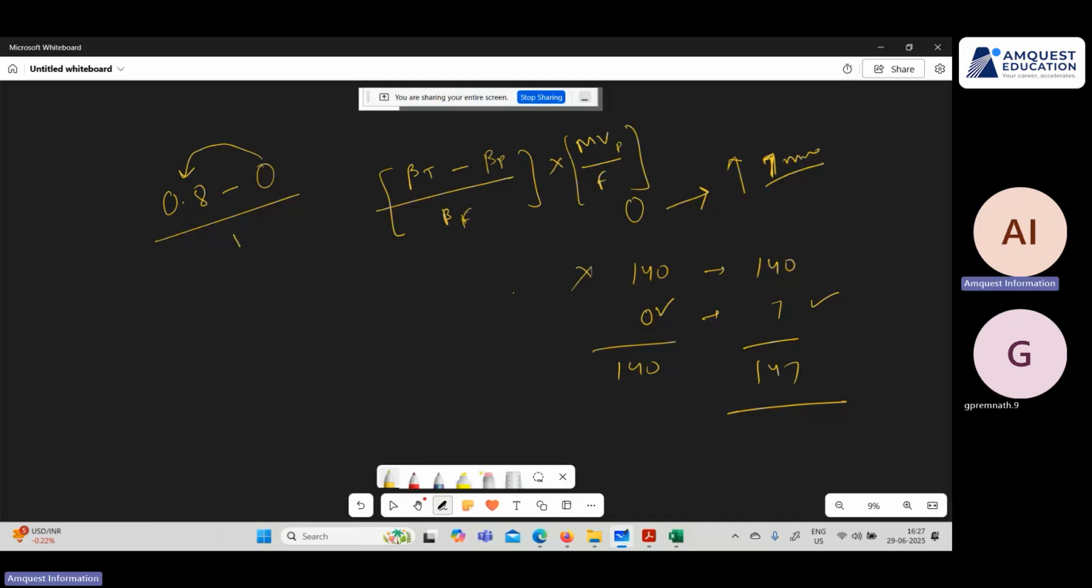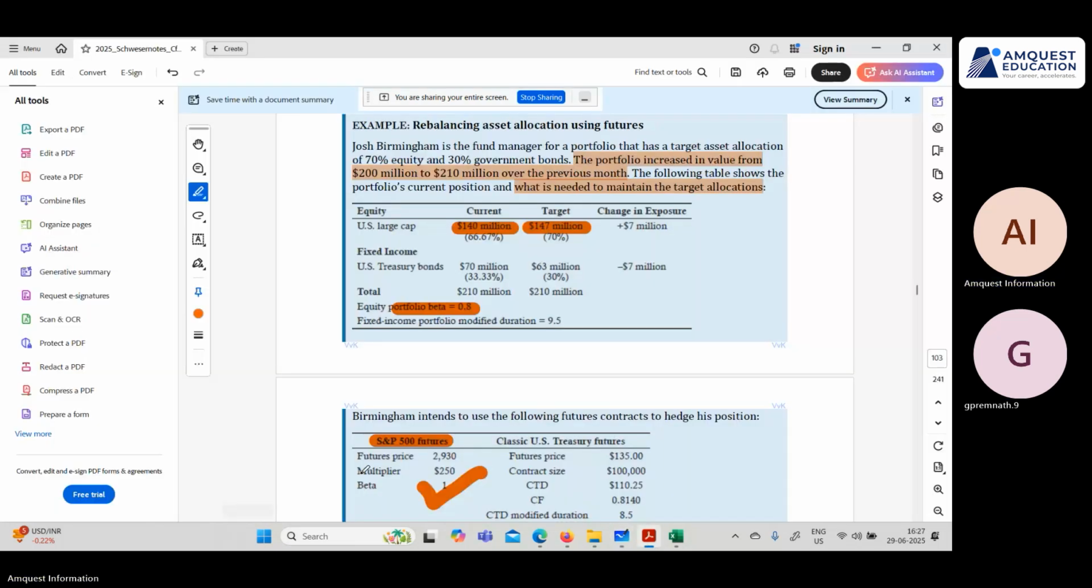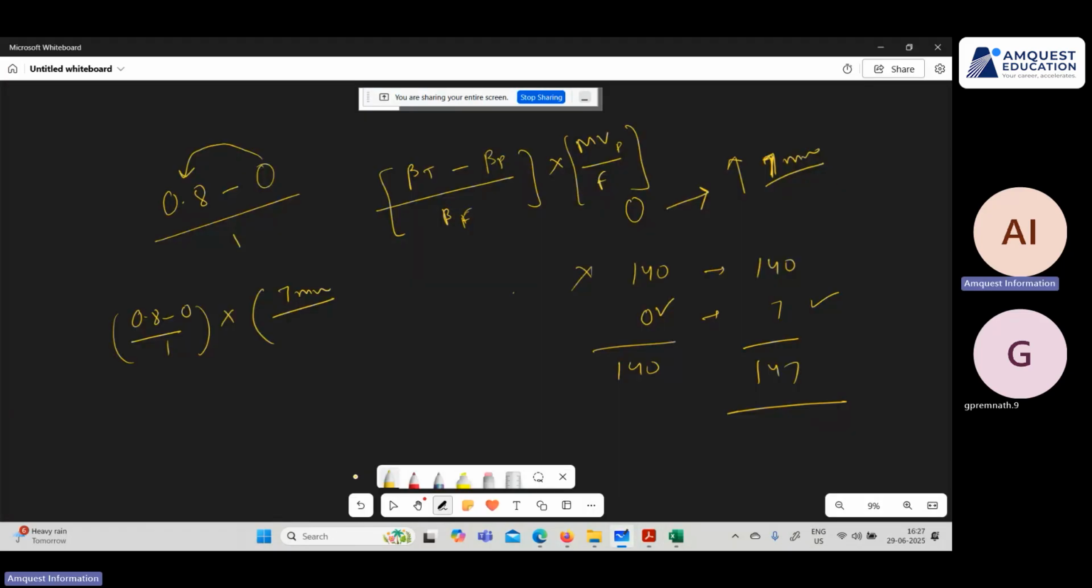So it is going to be 0.8 minus 0 divided by 1. And then what is the market value of the portfolio? It is 7 million. Upon what is the value of the futures? 2930 into 250. Or 2930 multiply 250. No doubt about it. Always remember, it doesn't have a dollar amount. They will go hand in hand every single time. So this is going to be 2930 multiply 250.